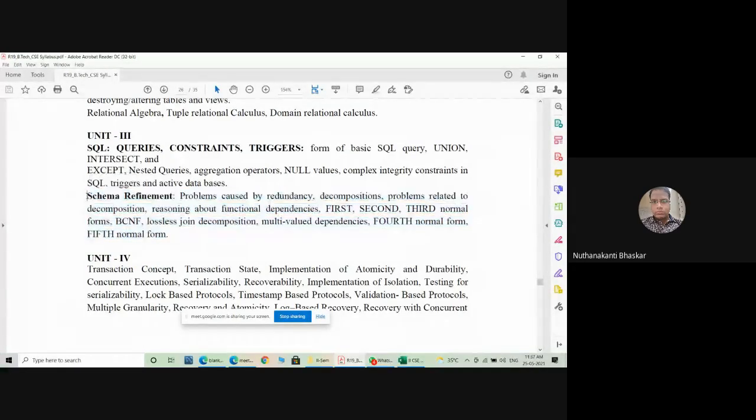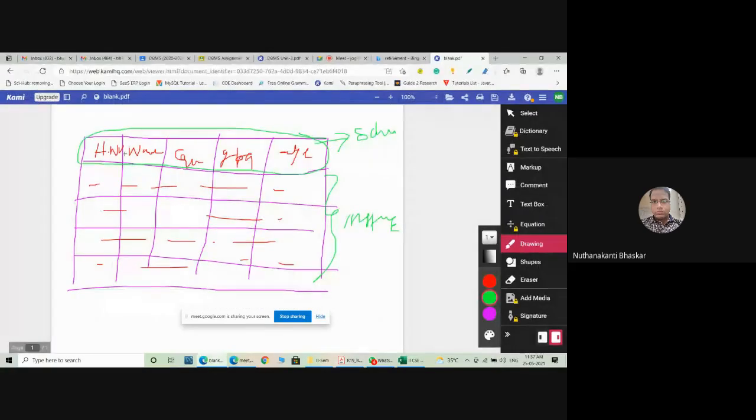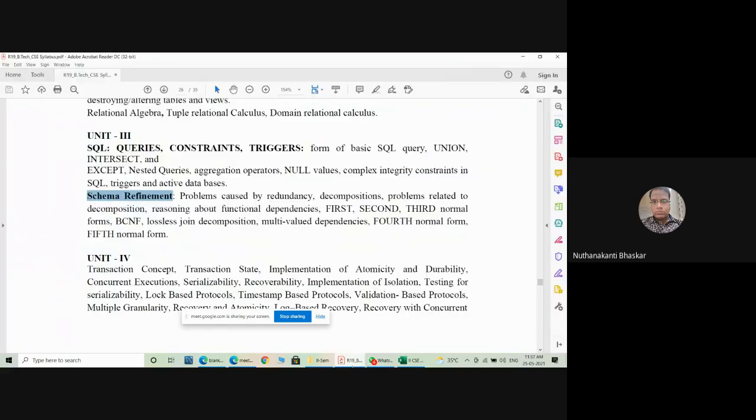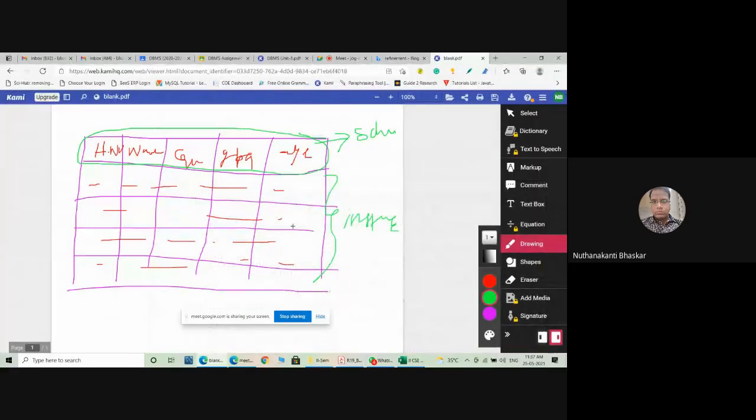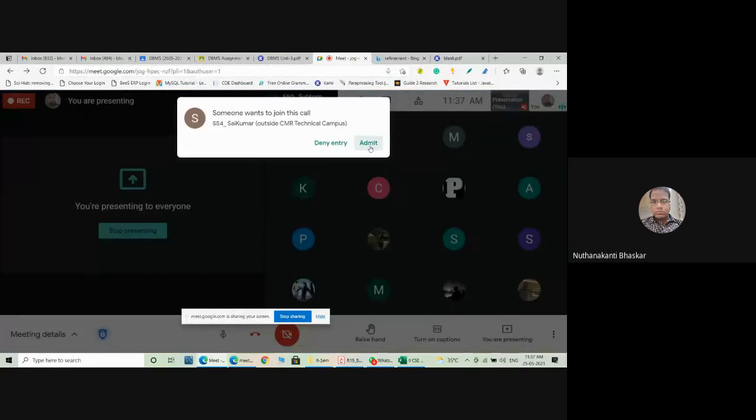First of all, schema refinement means the main goal is that we are going to change your table structure. Why the table structure needs to change and how to change it, I will tell you. First of all, understand the intention of this topic. Are all of you clear about the goal of this topic? Yes, sir.